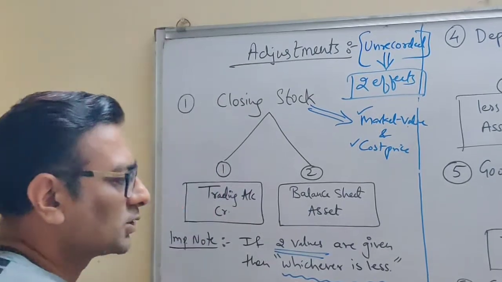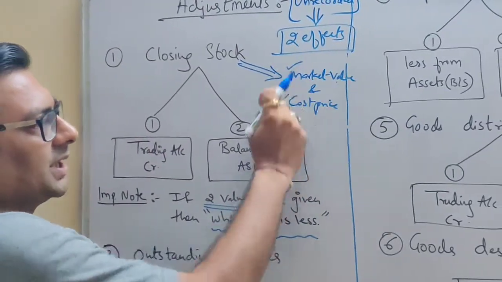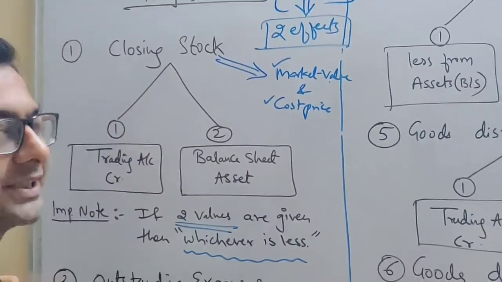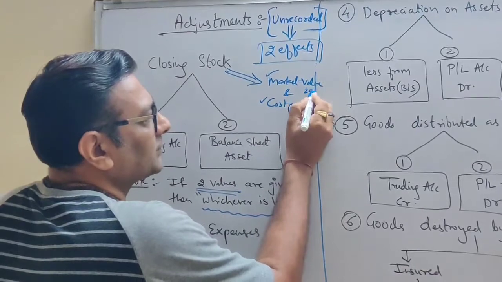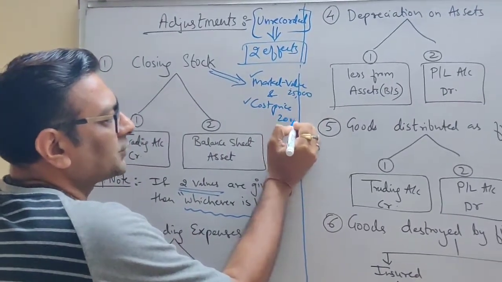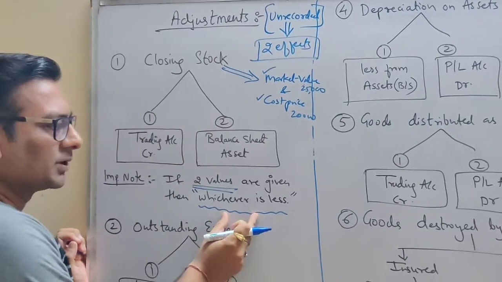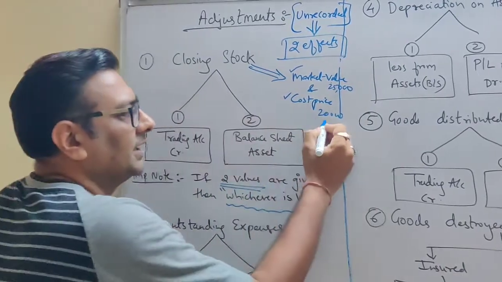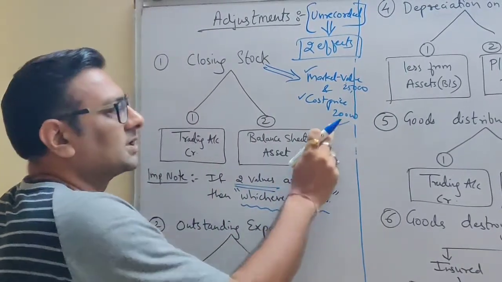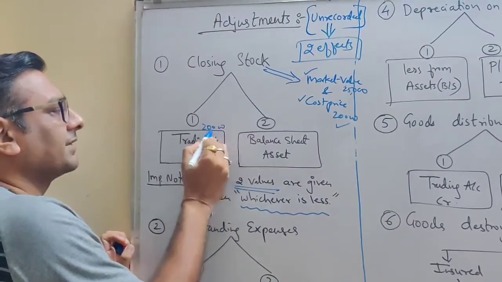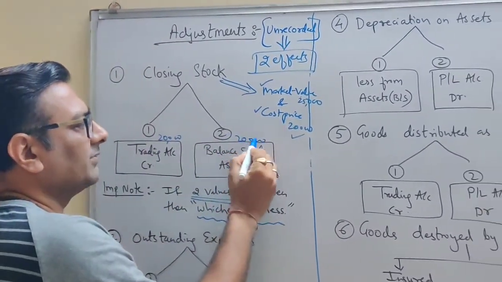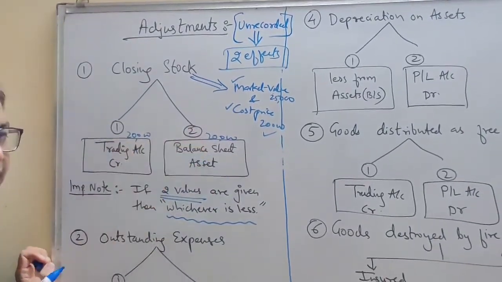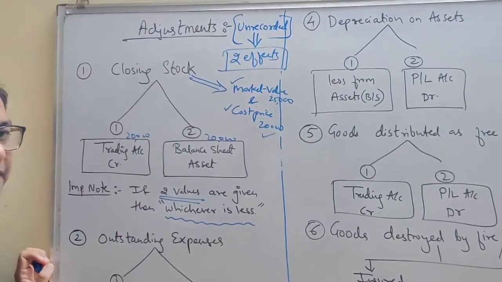Am I clear with this? So which amount to consider among the two? You will consider whichever is less. Let's take one example for your understanding. Suppose market value is 25,000 and cost price is 20,000. So tell me, students, as per the rule, whichever is less, which amount to consider here? 20,000 is the lesser amount. So 20,000 will be recorded on the trading account credit side. 20,000 will also be recorded on the balance sheet asset side, because we need to give two effects for adjustments. Am I clear with this, students?